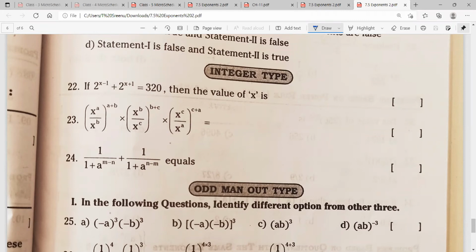First, these sums are a little difficult. I will only explain. Listen, okay? 22, 23, 24 are little difficult sums. These are. I'll explain on the board.